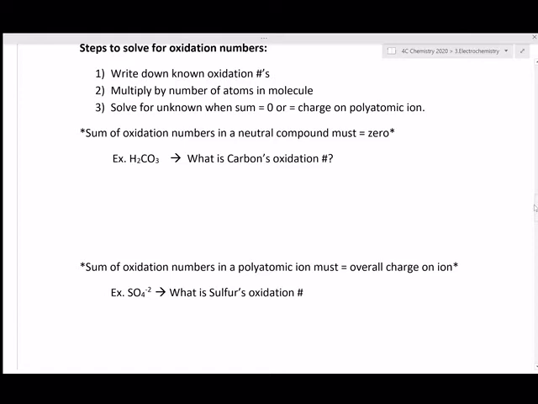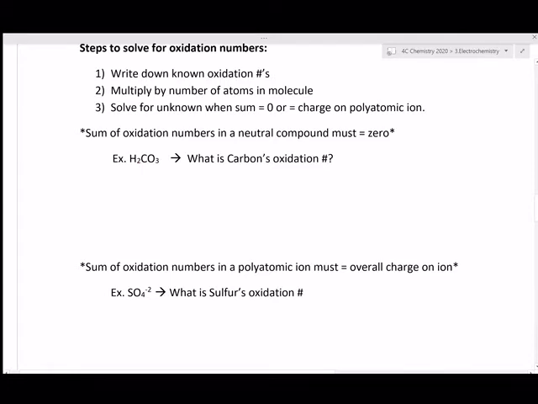So you write down the numbers you know. You multiply by the number of atoms in the molecule, because we're trying to come up with an entire molecule whose sum is 0 possibly, like this would add up to 0 like all molecules do. Or if it has an existing charge, like the sulfate ion, we have to add up to that charge. So we always know hydrogen, we always know oxygen, so the only thing we'd possibly be solving for in carbonic acid would be what is carbon's oxidation number.